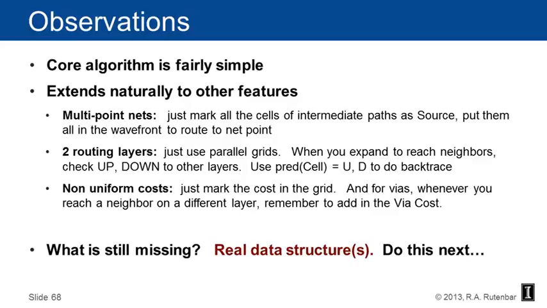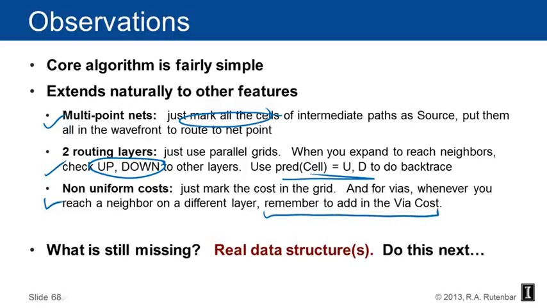You can do multi-point nets. You just mark all the cells of intermediate paths as source. Okay, and you push them all in the wavefront and you run. You can do two routing layers. You just use parallel grids, and when you expand to reach the neighbors, make sure you check up and down and use the right predecessor stuff. So the multi-point stuff and the two-layer stuff and non-uniform cost, we already put that in the pseudocode. Right, you just mark the cost in the grid. For vias, whenever you reach a neighbor on a different layer, you just add the via cost. So it's just part of the path cost. Right, so it all just works.